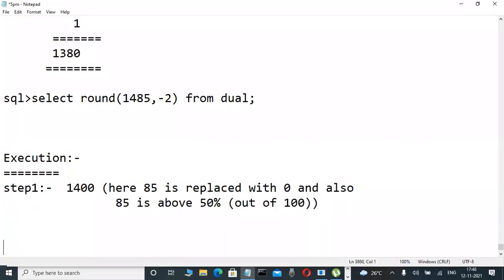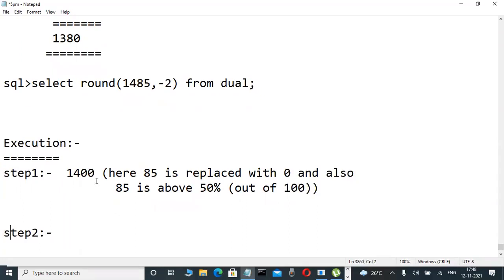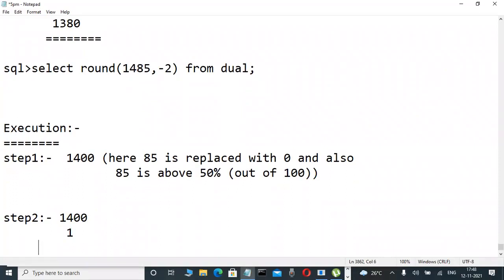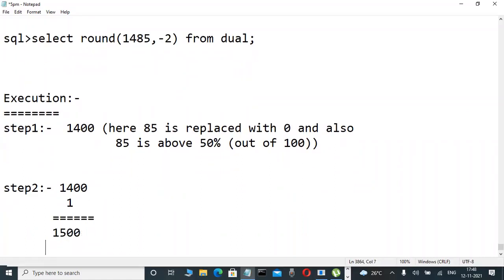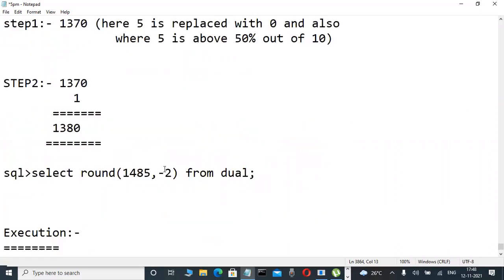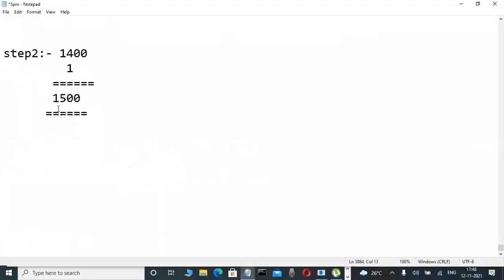Then in step 2, for our understanding, 1 is added because it is above 50%. 1 is added to the rounded number, or not. Here 1 is added other than zeros, in this case 1 only, then automatically 1500. Observe here, 1500. That's why Oracle Corporation, given a floating value number, they are giving the wrong one too. Because whenever a negative sign is there, even if a floating point number is not there, is it working or not? Yes, working. That's why 1500 is the correct answer in this case.